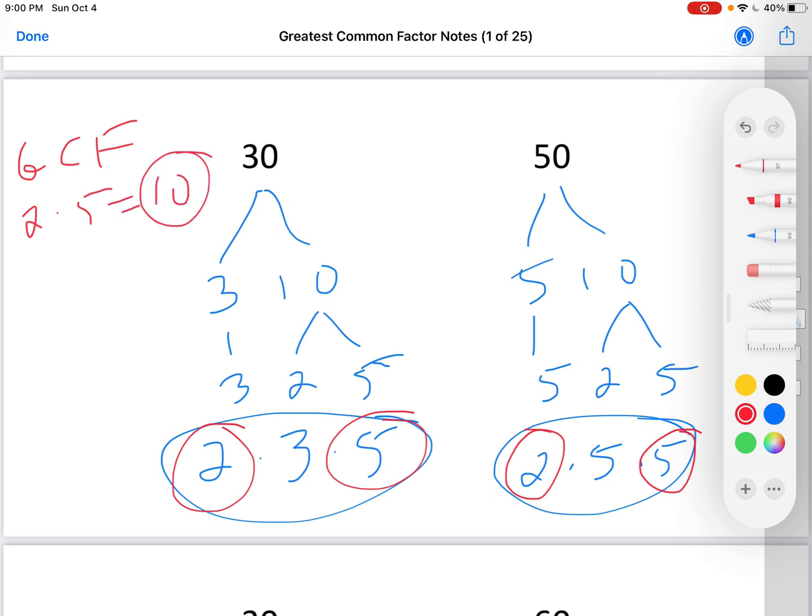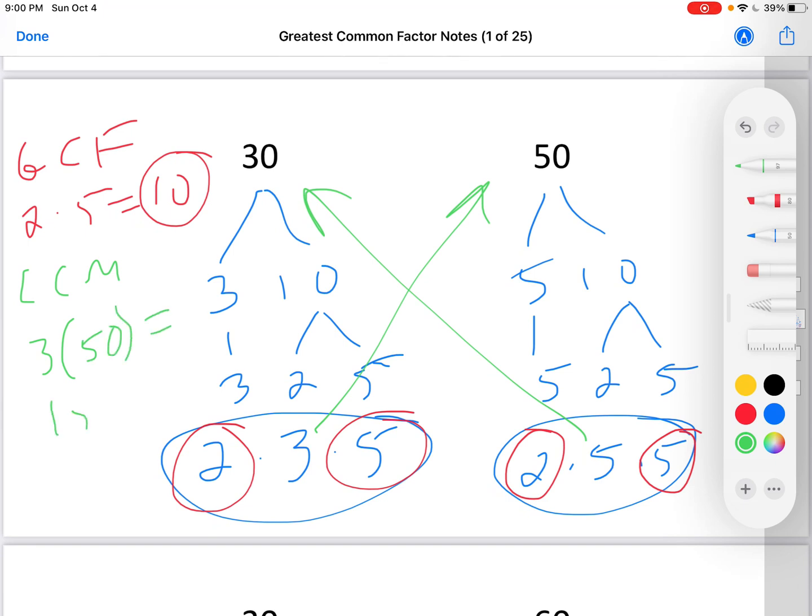The GCF is 10. To find the LCM, the least common multiple, remember I have to do the uncommon one times the other number. So I can do it either way. I could do 5 times 30, or I could do 3 times 50. I'll do 3 times 50 equals 150, and 150 will be the least common multiple.